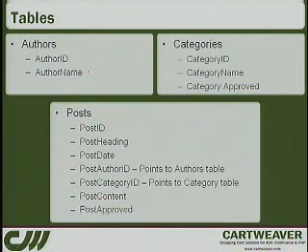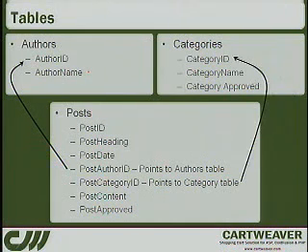Posts have an ID. They have a heading. They have a date that they were created. They have an author ID, which points to my author table. So if you're author number 2, then the post table says, okay, author number 2 wrote this. And then I can go to the authors table and find author number 2, and I can see that that's Jim or Jack or Jill or whoever. Now I have a category ID that does the same thing. This points to my categories table and says that this post belongs to this particular category.